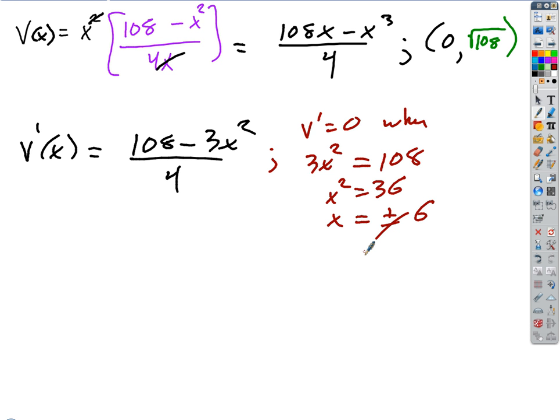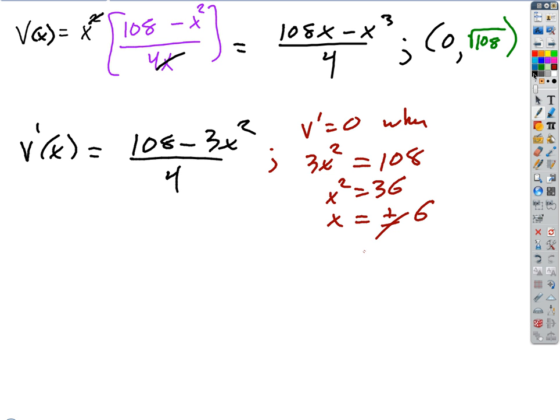It is our only first derivative critical number. Why isn't it negative 6? Because it's not in our domain. Remember, x in this case isn't just a mathematical abstraction. X actually means the width of our open box, so it has to be positive.